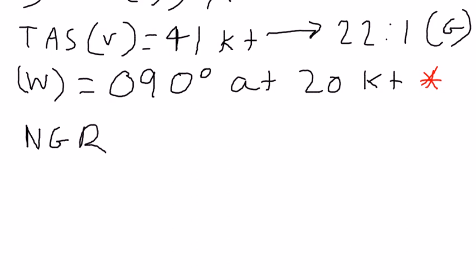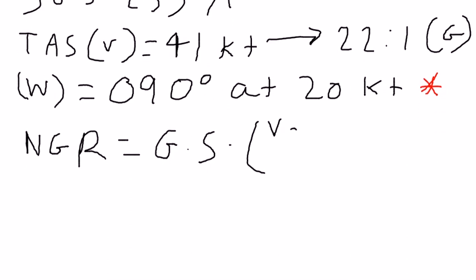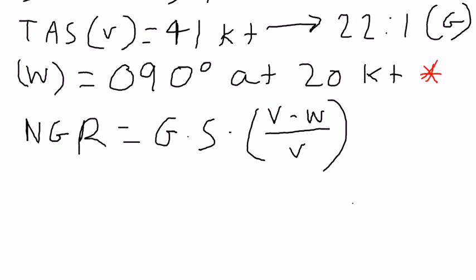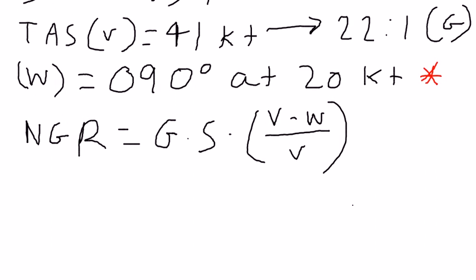Net glide ratio. I'm going to write the formula and then I'm going to explain it. It's equal to the glide ratio times the safety factor times the ratio of the velocity of the wind, velocity of headwind specifically, but actually no, V stands for your airspeed, sorry. So yeah, times the ratio of your airspeed minus the velocity of the wind over your airspeed. Now the glide ratio is basically our maximum glide ratio, 22:1. That's what we've found from the manual.